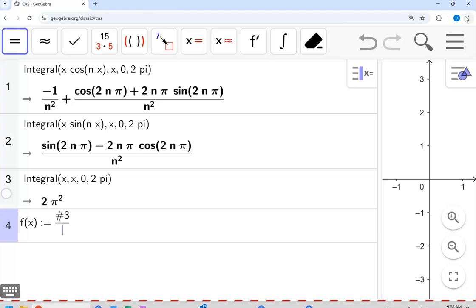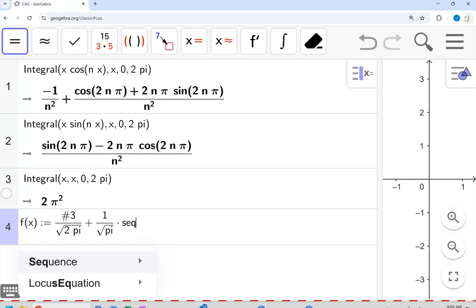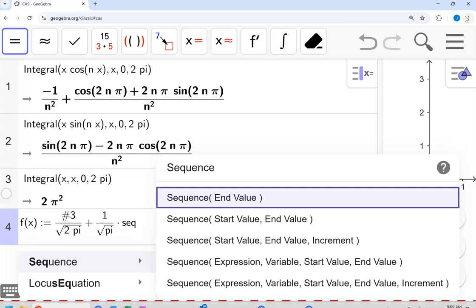What do I need to divide that 2 pi squared by? Well, that coefficient out in front, right? So we'll do square root, which is SQRT of 2 pi. That was the constant term, wasn't it? The rest of them are a sequence. The sequence is going to get multiplied by the 1 over root pi here. So I'll do 1 divided by square root of pi. And then I'll multiply that by a sequence. So let me show you how the sequence command works.